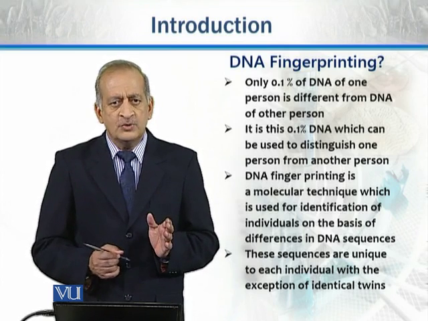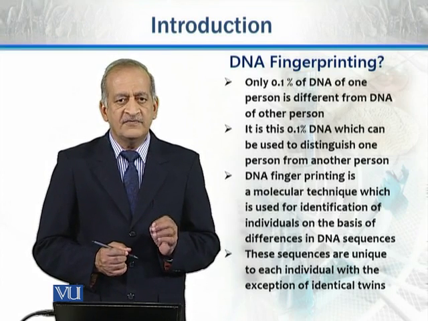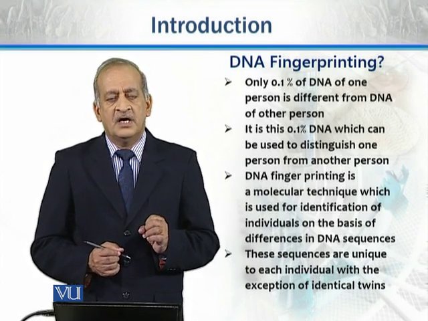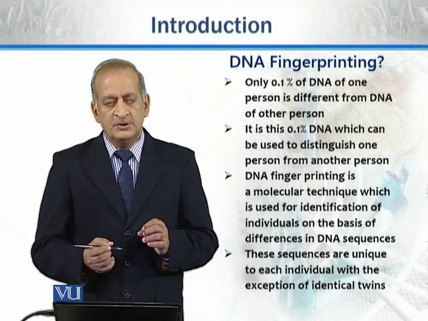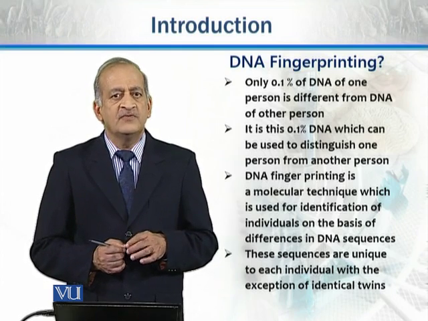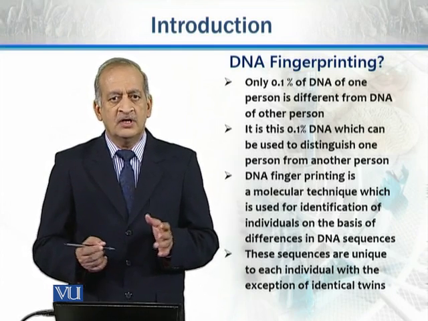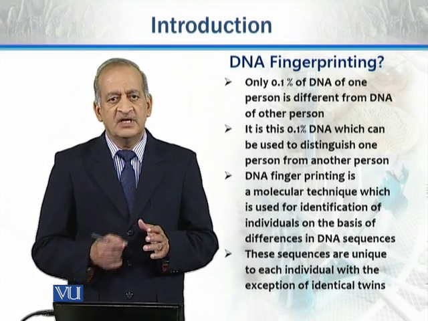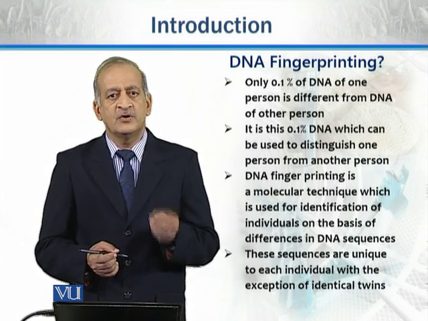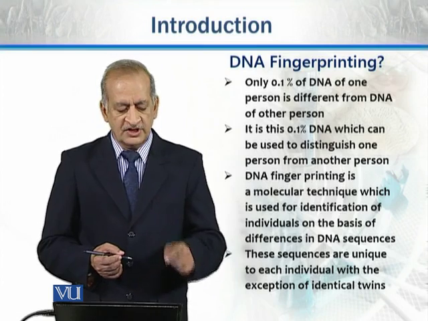ज़ाहिर है जो identical twins होते हैं उनमें सिचुएशन ज़रा डिफरेंट होती है, उनमें ये जो 0.1% डिफरेंसेस भी होते हैं वो भी नहीं होते. So they are all 100% same. They are 100% similar to each other in phenotype as well as in genotype.